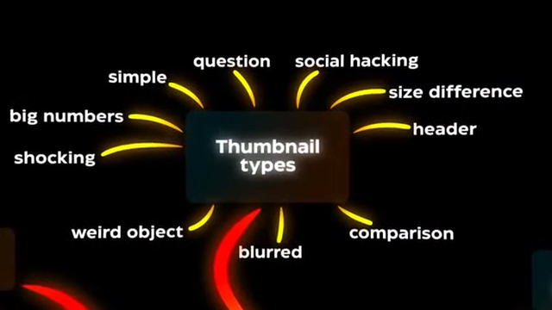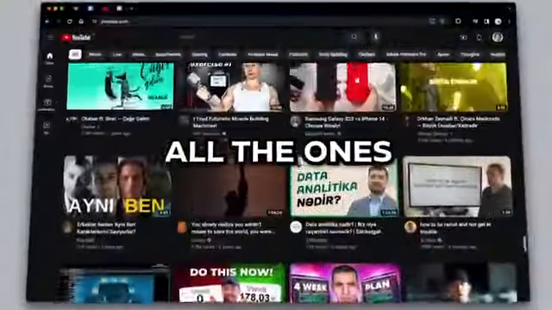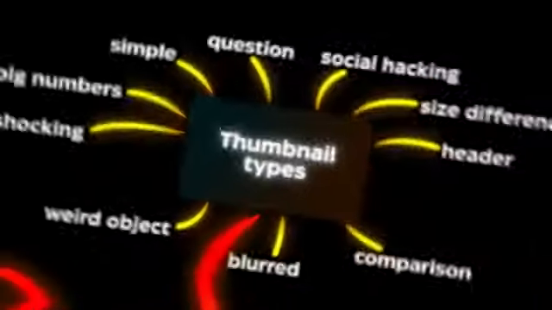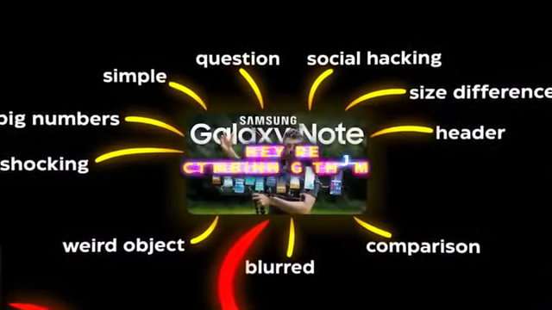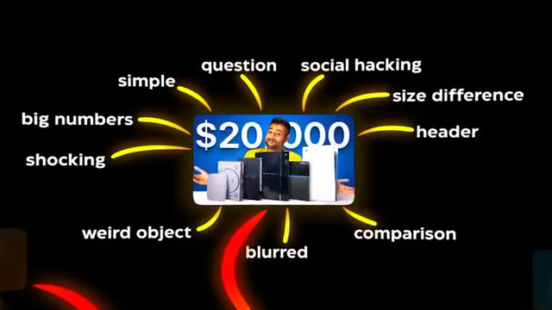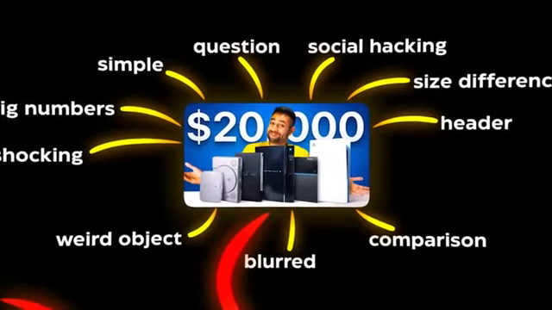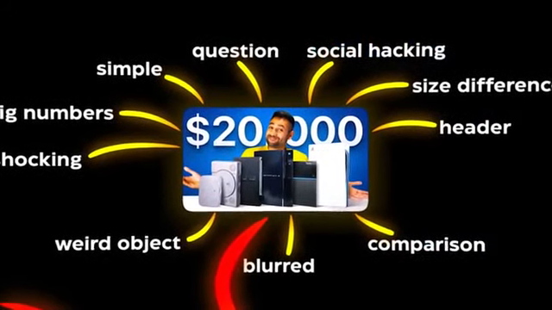I don't know if you realize, but all of those viral thumbnails that I showed in this video, and even all the ones that you saw on your homepage, have one thing in common. They're not just using one of these formulas, they're combining them. Look at Mr. Who's the Boss's series where he buys every release of a tech, like iPhone or PlayStation. I showed you this in big numbers, but if you look closer, you would see that he also uses header comparison, and even social hacking formulas all at once.